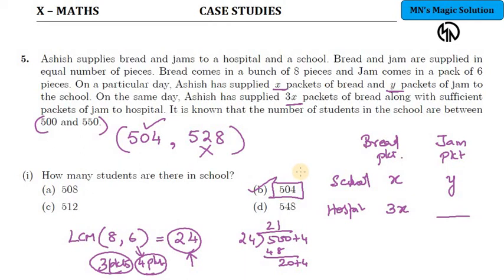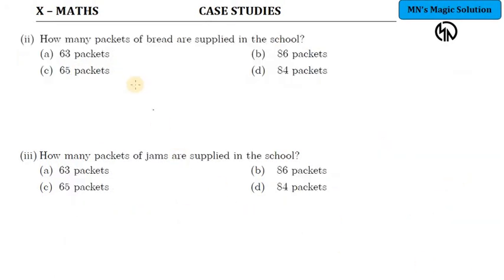So how much is he supplying? 504 pieces of each. If 504 pieces are supplied, how many bread packets, X? How can you find it? In one packet you have got 8 pieces, but totally 504 pieces are being supplied to that school. So you have to divide 504 by 8 in order to find the bread packets. Similarly, dividing 504 by 6, you can get the number of jam packets. This comes in your next question.